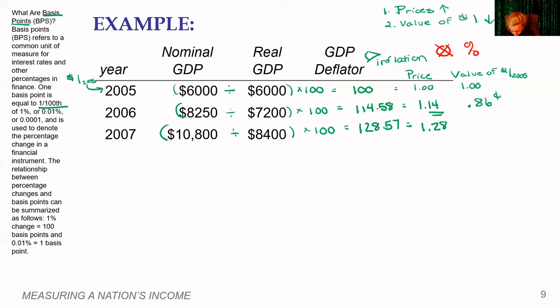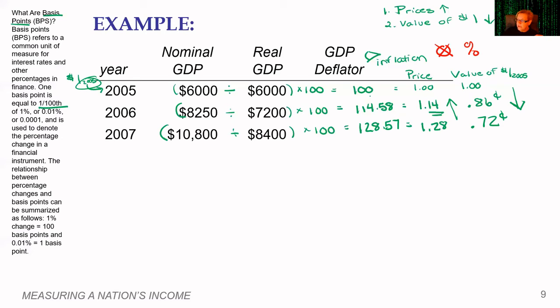Minus 0.28, how about 72? Yeah. So now the value of a 2005 dollar in 2007 is 72 cents. So you can see that the value of the dollar is going down, prices are going up, and we're going to study that a lot more in upcoming chapters. Now, notice I kept talking about a 2005 dollar.